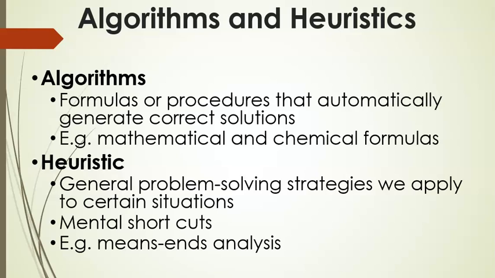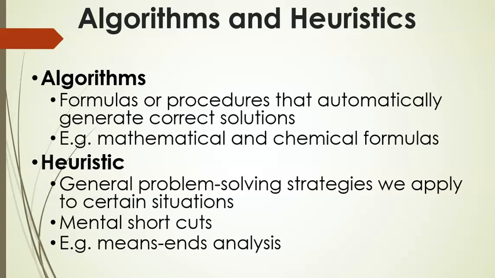Now, there are different ways of solving problems, and one way to figure out what's the best solution is to use an algorithm. Algorithms are formulas or procedures that automatically generate correct solutions. You really think of them as a mathematical thing, but it can also be a chemical formula. These are just formulas for correctly picking the correct solution.